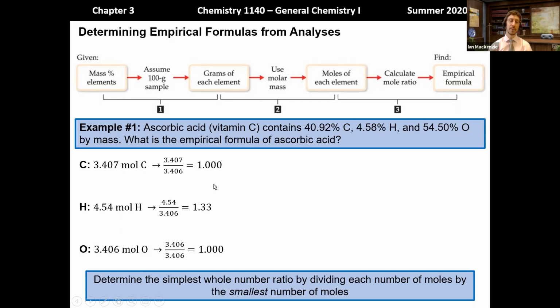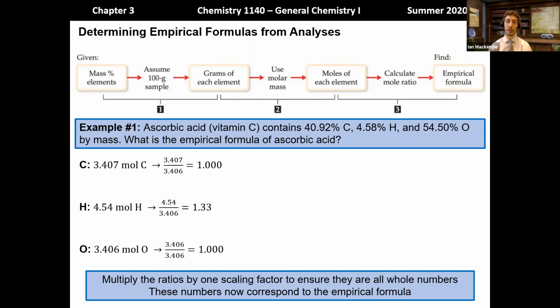Now, that's the ratio, but these aren't whole numbers. 1.33 is not a whole number. So what I have to do after I've done this is multiply those ratios by some scaling factor to ensure that they're all whole numbers. In some cases, they will all come out to be whole numbers when you divide by the smallest number of moles. In this case, it didn't. So I want to look at those numbers and say, what number could I multiply by to get that to be a whole number?